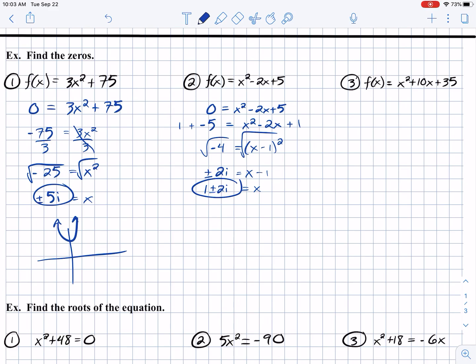All right, and remember, those are two non-real solutions, 1 plus 2i and 1 minus 2i. Two non-real solutions, or zeros, or roots. Okay, why don't you try 3? You're going to have 2 non-real. You're going to need to complete the square because there's no factors of 35 that add up to 10. Okay. All right, go ahead and give this a shot.